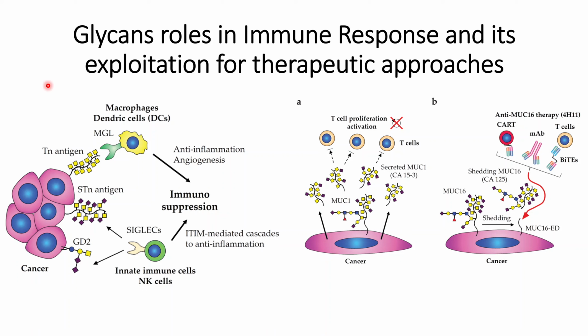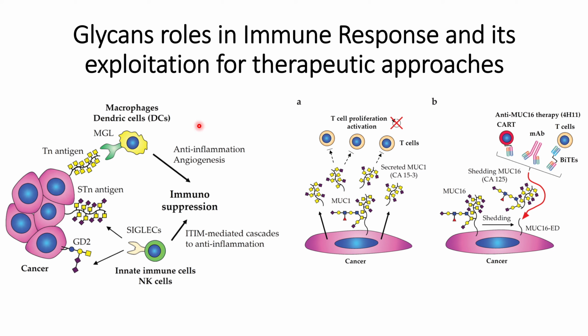In this video, we will discuss the roles of glycans in the immune response and how these properties of the glycans can be used for therapeutic approaches. So, the roles that we will talk about in terms of the immune response are when the cancerous cells overexpress certain types of glycans.